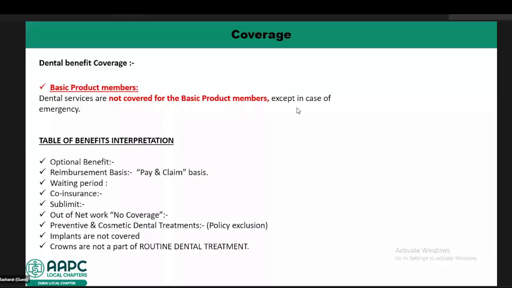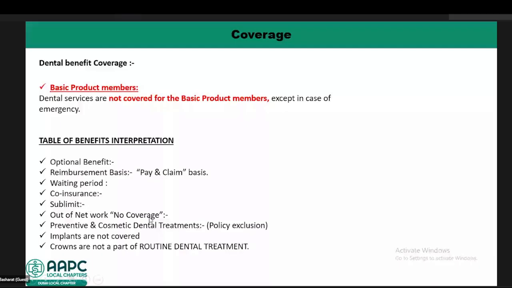Of course, for emergency cases they have to accept all the patients. Then we can discuss these things. If you see this, dental services are not covered for the basic products, except in the case of emergency. Table of benefits, reimbursement on the payer and plan basis, waiting period, co-insurance. So these are all the coverage things.